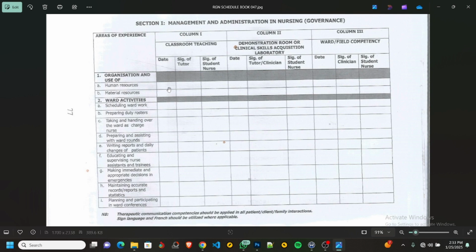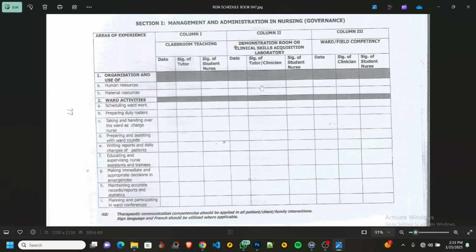So just as it is, when you are taught in the classroom, the dates that each of them were taught, you write the date, then you make sure you sign correspondingly, then you also make sure the tutor also signs. And the same thing applies to the demonstration. So you might not get this one demonstrated in the skills lab in some schools, but at least if you get to the ward and then they ask you to go and take part in ward conference, or even in your ward you sit for a meeting, some of these things, educating and supervising, you might get some of these things in the ward, and usually we get them in the ward.